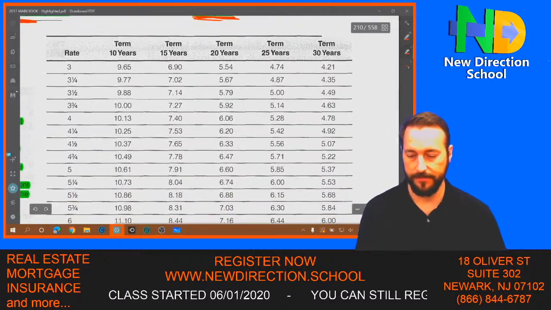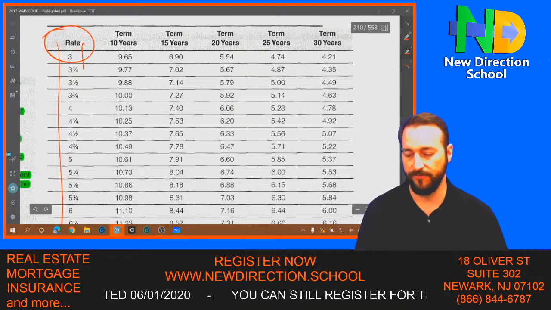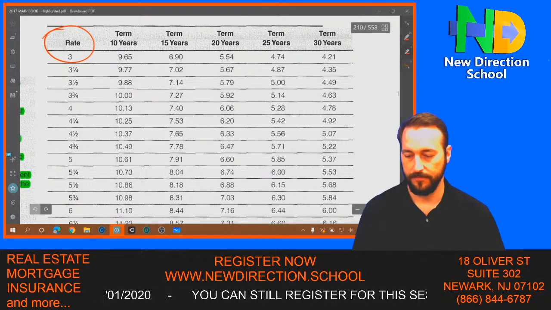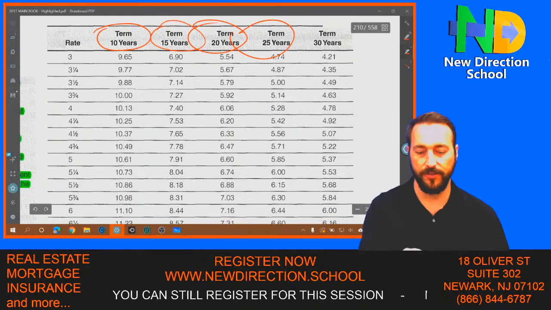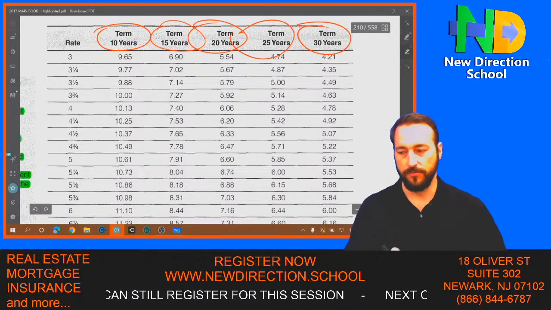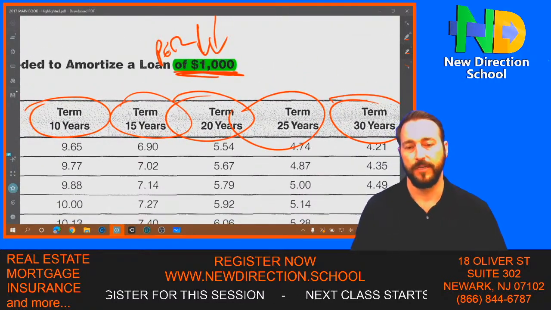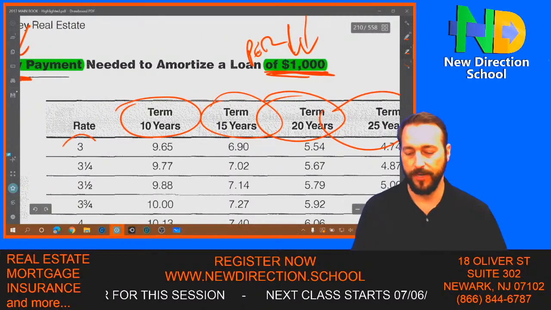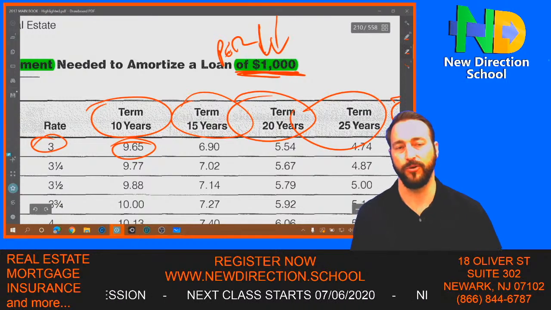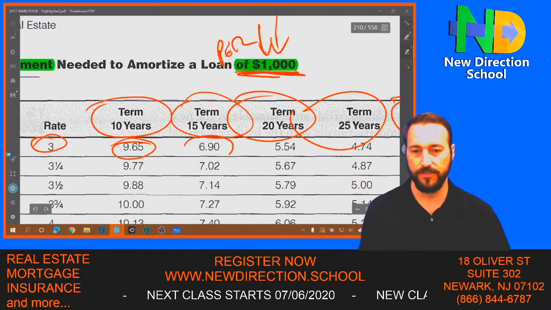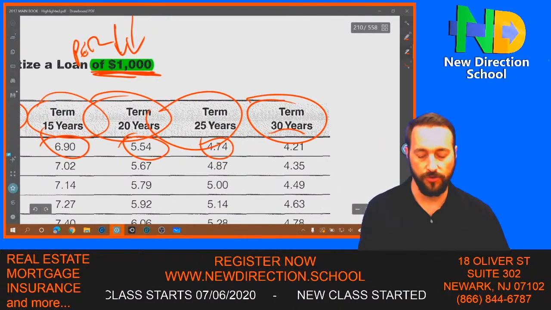This is the chart, so you guys see. And on top it has rate. So this column is solely for rate. It has the term, which could be 10 years, 15 years, 20 years, 25 years, or 30 years, right? So on top, it shows you the amount of years. And if you look at 3% as the rate for 10 years, the number you need to amortize is 9.65. If it's for 15 years, it's 6.9. If it's for 20 years, it's 5.54, 4.74, 4.21, and so forth.